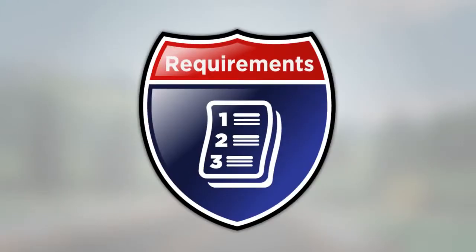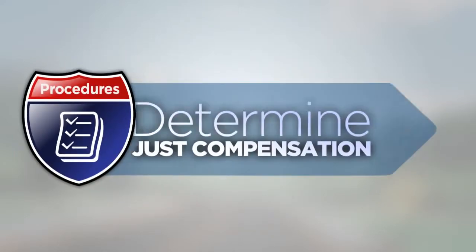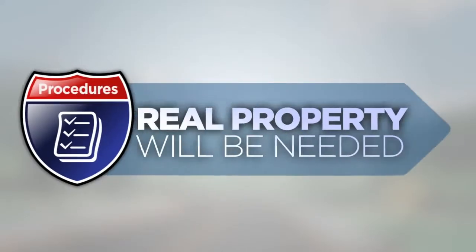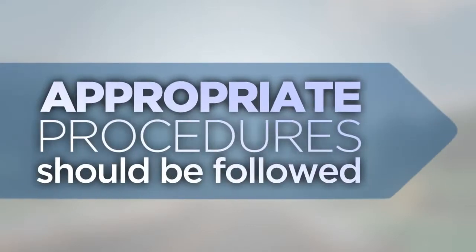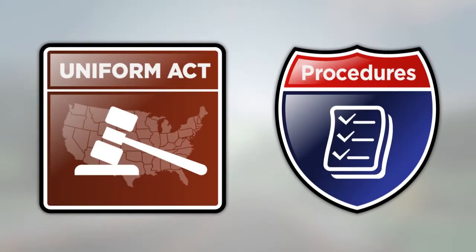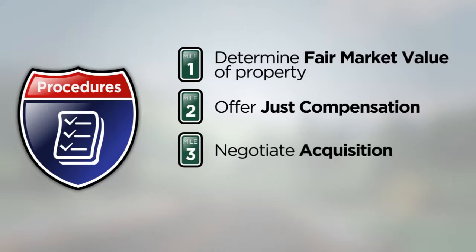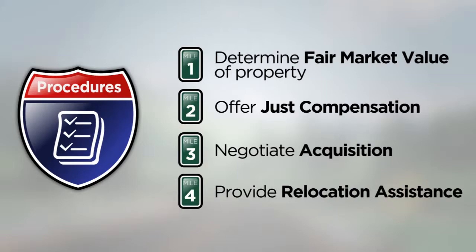Now that we understand when right-of-way requirements are applicable, let's review the right-of-way procedures that an agency needs to follow. These procedures ultimately determine just compensation. If it is determined that real property is needed to construct the project, the appropriate right-of-way procedures should be followed. Here is an overview of the primary steps an agency must follow to meet the requirements of the Uniform Act. First, you must determine the fair market value of the property being acquired. Next, you must offer just compensation and negotiate the acquisition of the property or property interests. Finally, after acquiring the property, the agency must provide relocation assistance to those who are displaced.